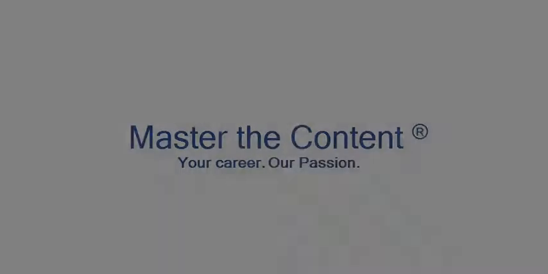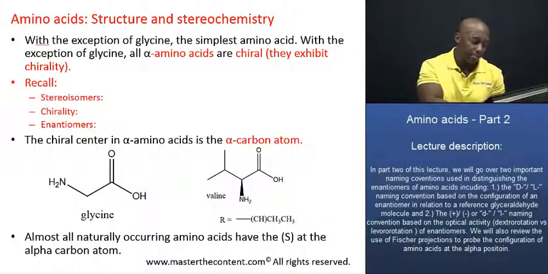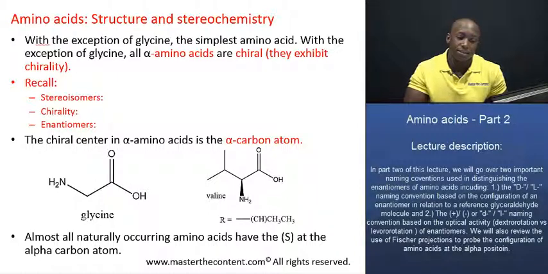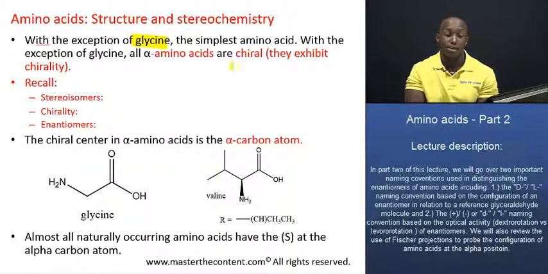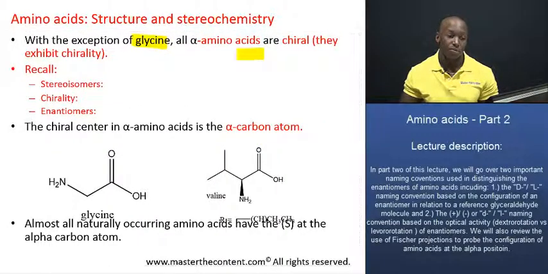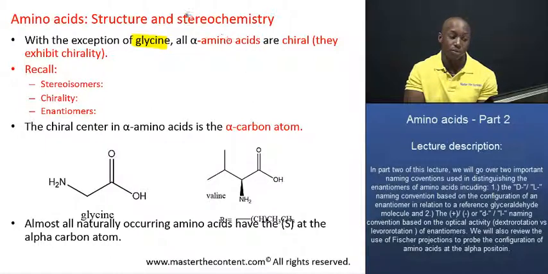And we're actually going to probe the structure and the stereochemistry of amino acids. Now, with the exception of glycine, which is the simplest amino acid, all alpha amino acids are chiral. There's a bit of a typographical error here. I'm just going to clear that up by deleting that, and there we go. So with the exception of glycine, all alpha amino acids are chiral, or they exhibit chirality.